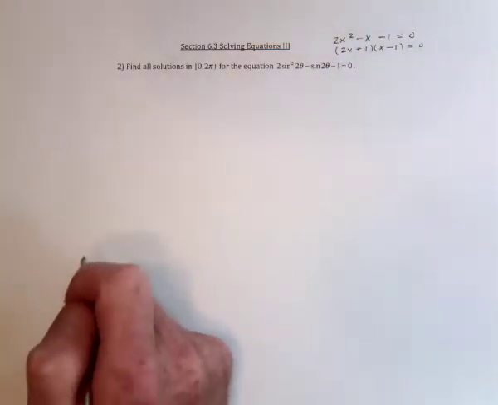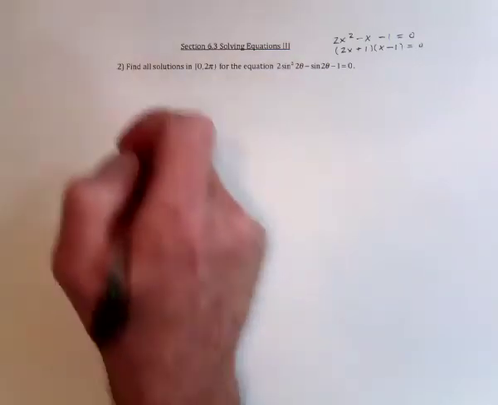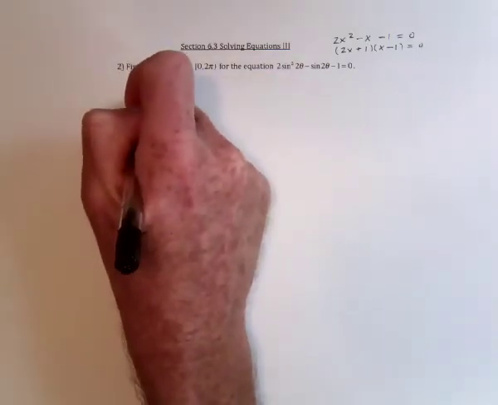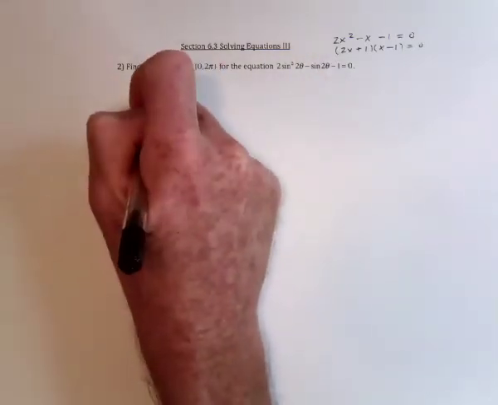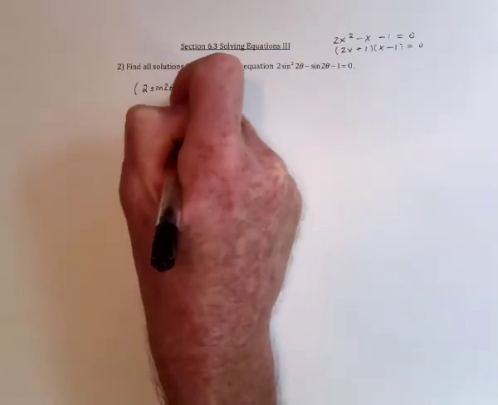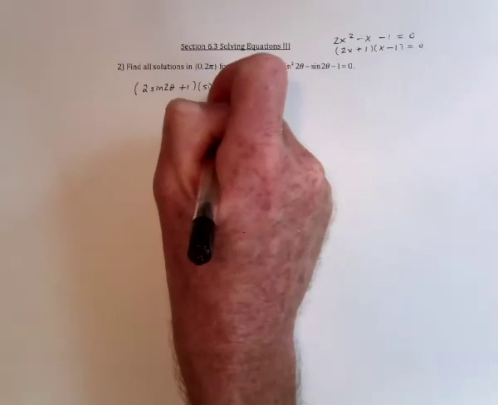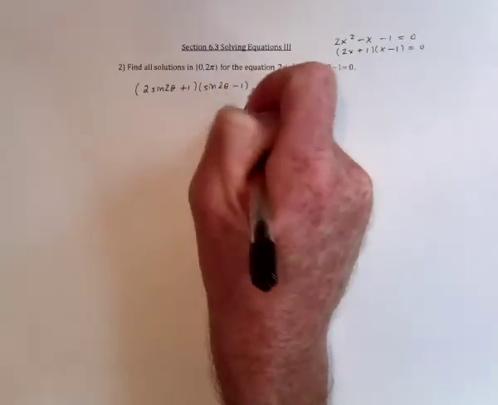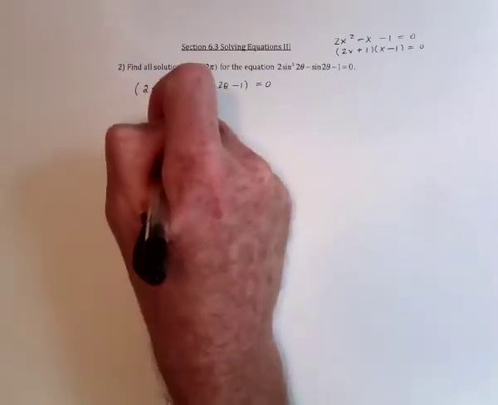And so it can be factored, except we're not dealing with x, we're dealing with sine of 2 theta. So factor it into 2 there, and then sine of 2 theta plus 1, sine of 2 theta minus 1 equals 0. Now that it's factored and set equal to 0, set each factor equal to 0.